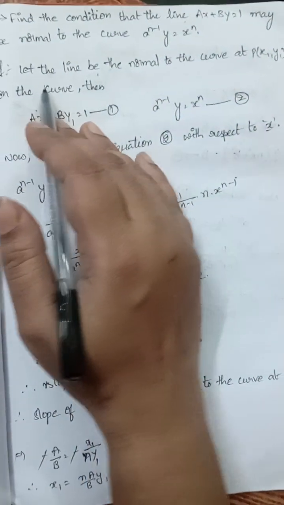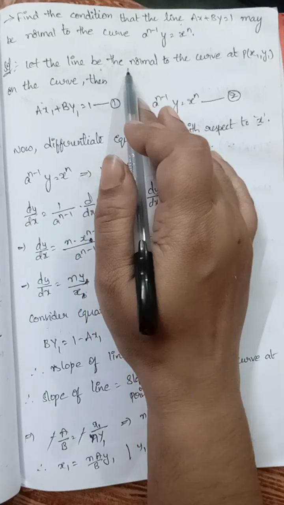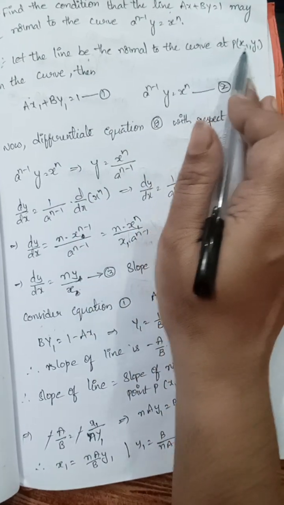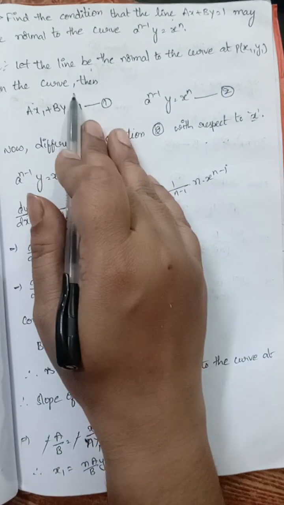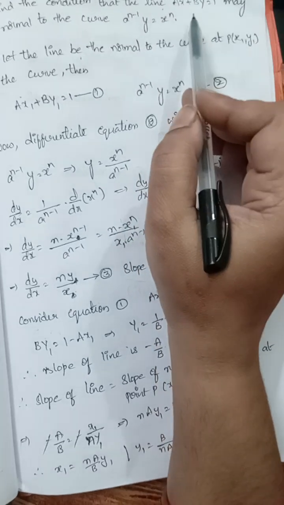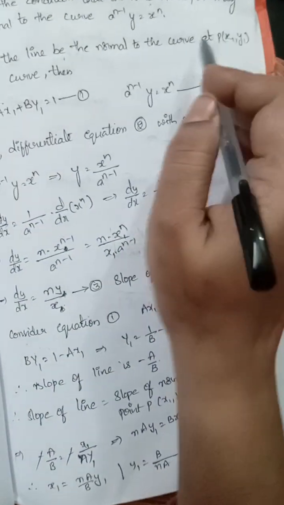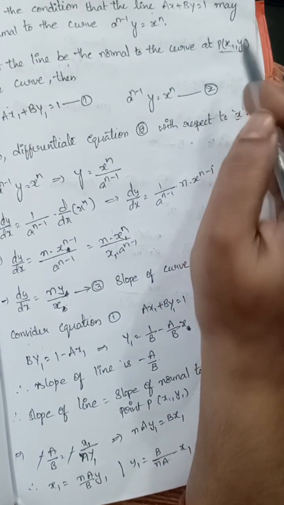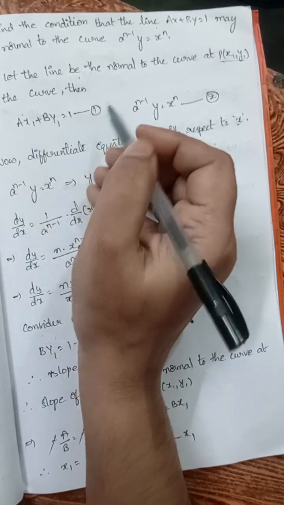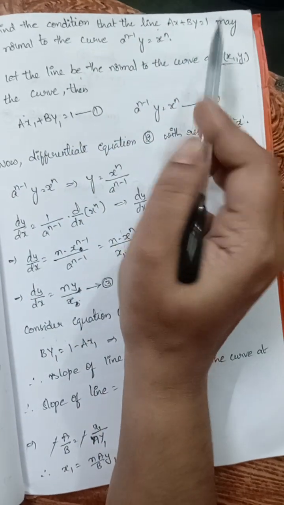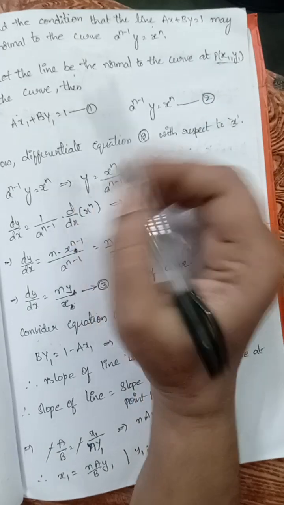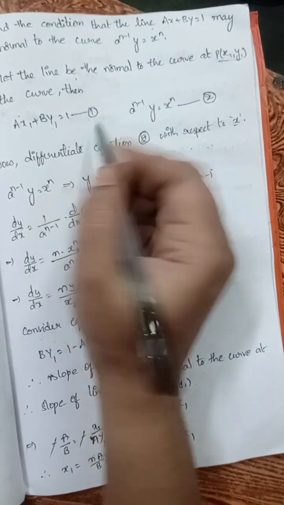Let us think that the line is the normal to the curve at P(x1, y1) on the curve. Then, as the line is passing through this point, if we substitute this point in this equation, it must satisfy. So I substituted x1 in the place of x and y1 in the place of y: a x1 + b y1 = 1. That is equation 1.